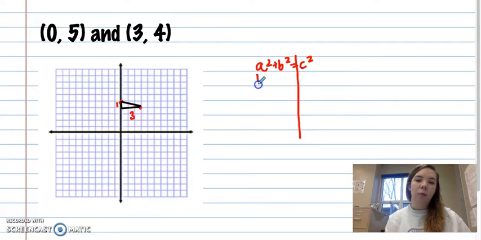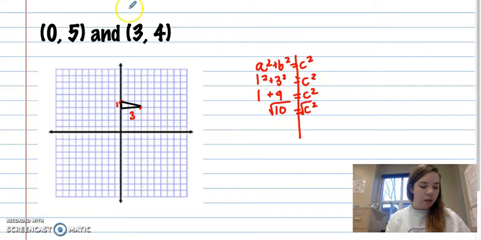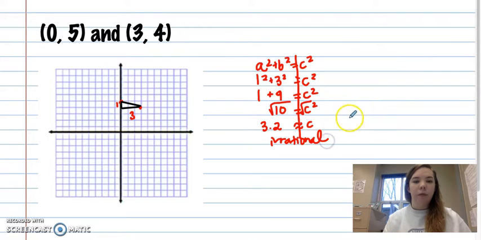Okay, so I'm going to plug in 1 for A and 3 for B because we're trying to find our hypotenuse. 1 squared is 1, 3 squared is 9. So then you have 10 equals c squared. And the square root of 10 is 3.2. Okay, and this is irrational. Okay, so that's how you would do it with a graph.